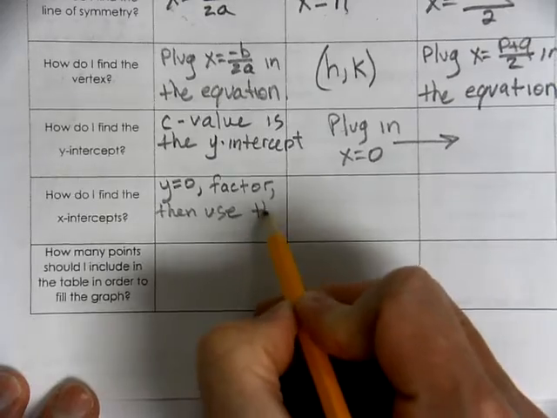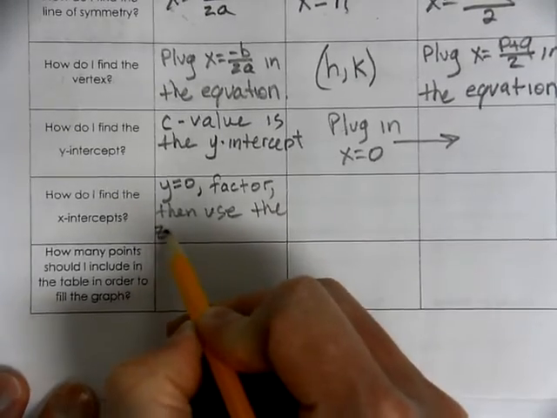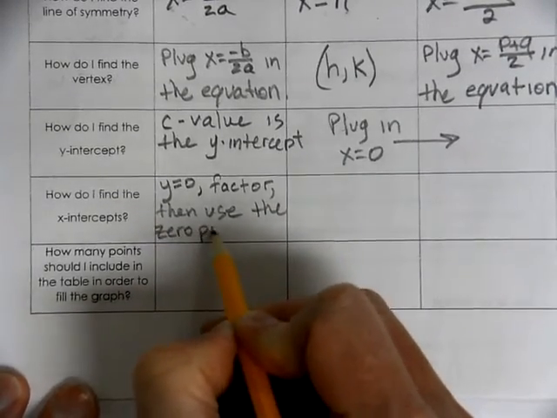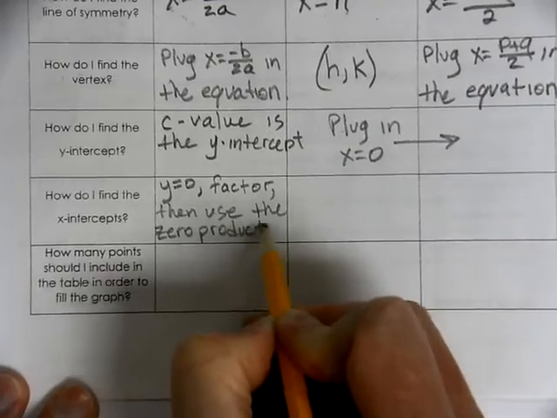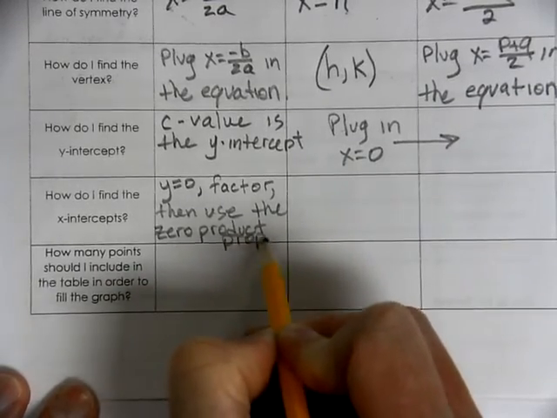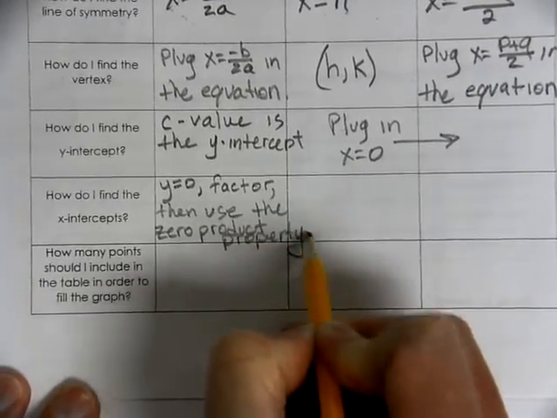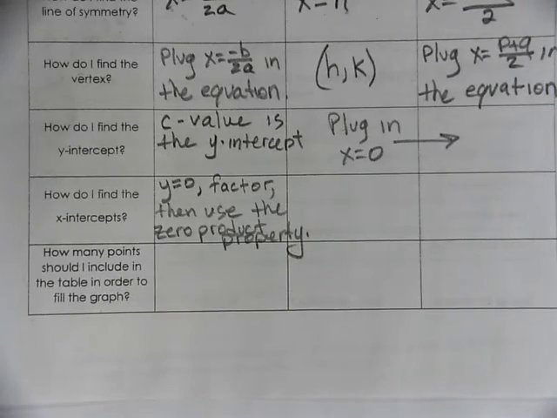then use the zero product property. So that's what we're going to do with standard form. This can be part of solving. We'll be doing that shortly.